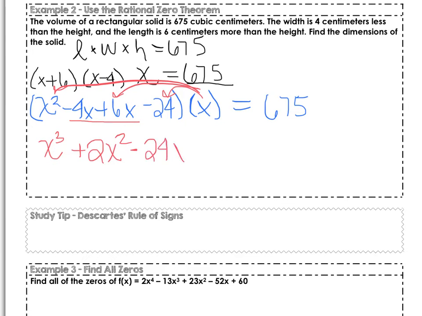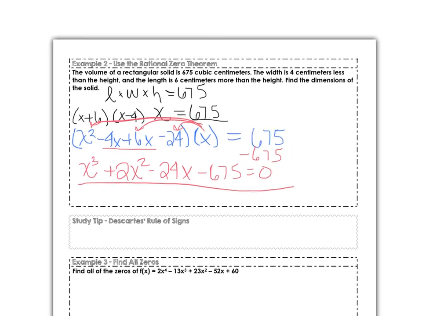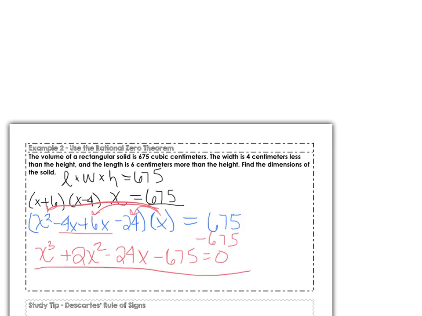Then we're going to have a negative 24x, and then I'm just going to skip ahead here and subtract 675. So now my equation is equal to 0, so I'm looking for values of x that will make this equal to 0, aka my solutions. So here's where I want you to take a step back, figure out what your possible p's over your q's are. I want you on your own to identify the p's over the q's.